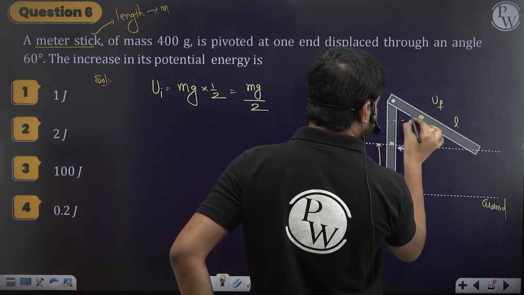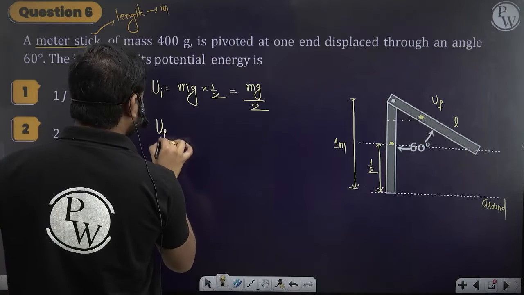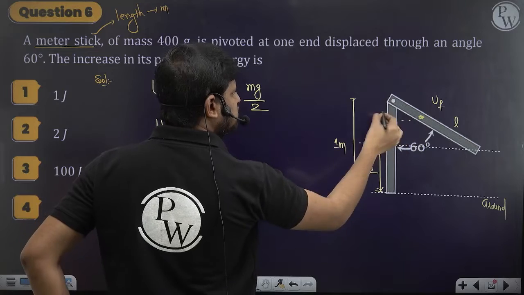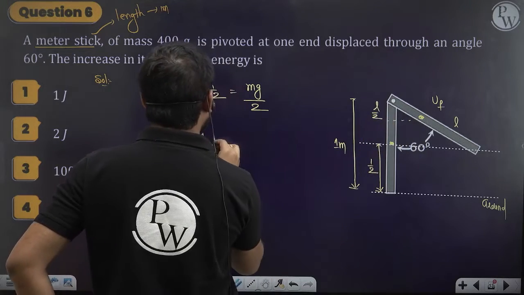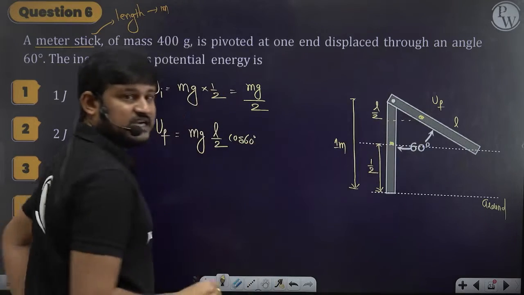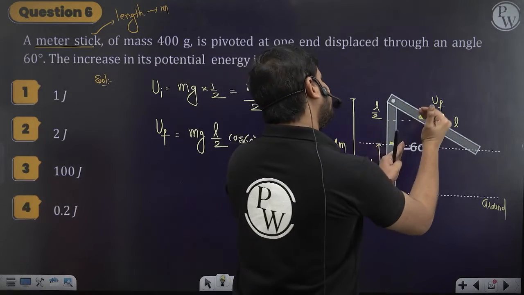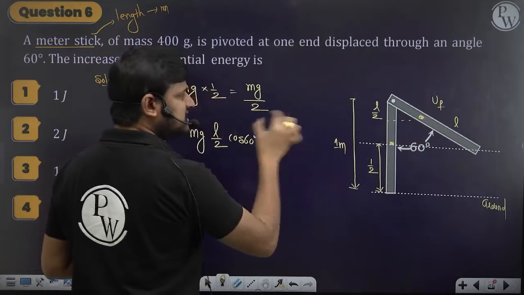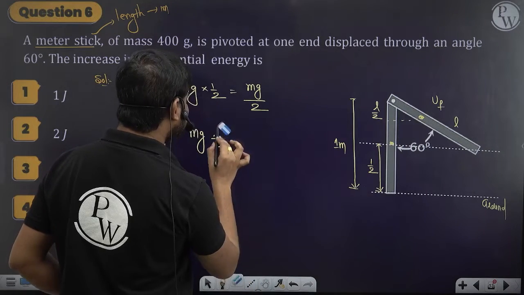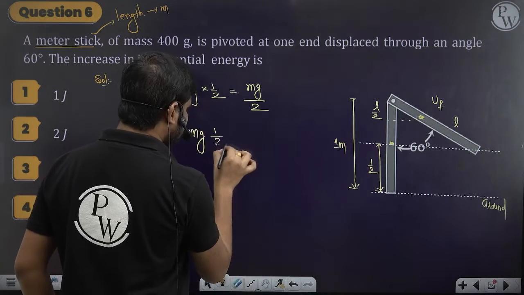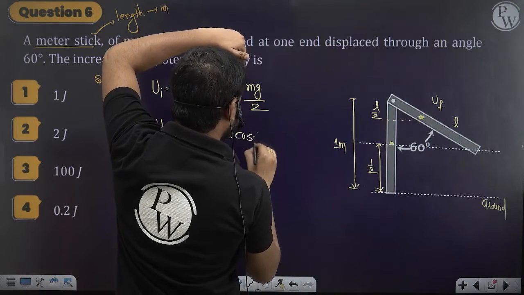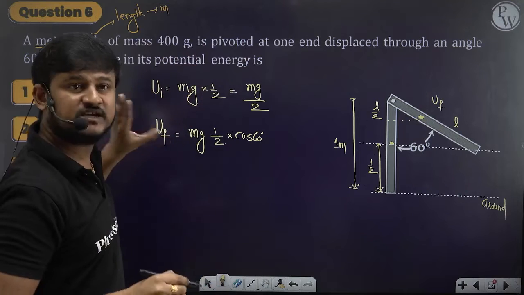So the final potential energy is mg into, what is the length there? The length here is going to be L by 2 cos 60 degrees. Understanding why, guys? Because its center of mass has shifted to half again, so its length is going to be half of it into cos 60. Here L by 2 means 1 by 2, so 1 by 2 into its component, cos 60. Understanding? So this is the initial potential energy, this is the final potential energy.